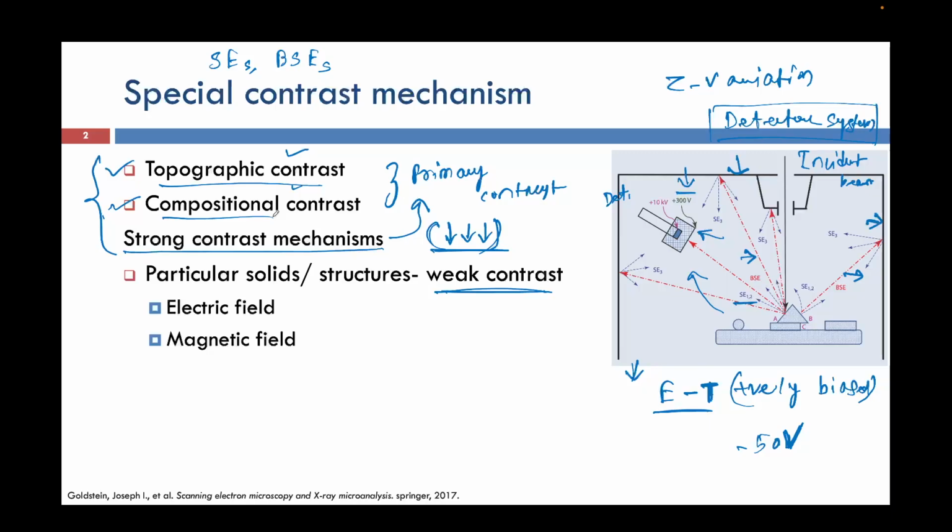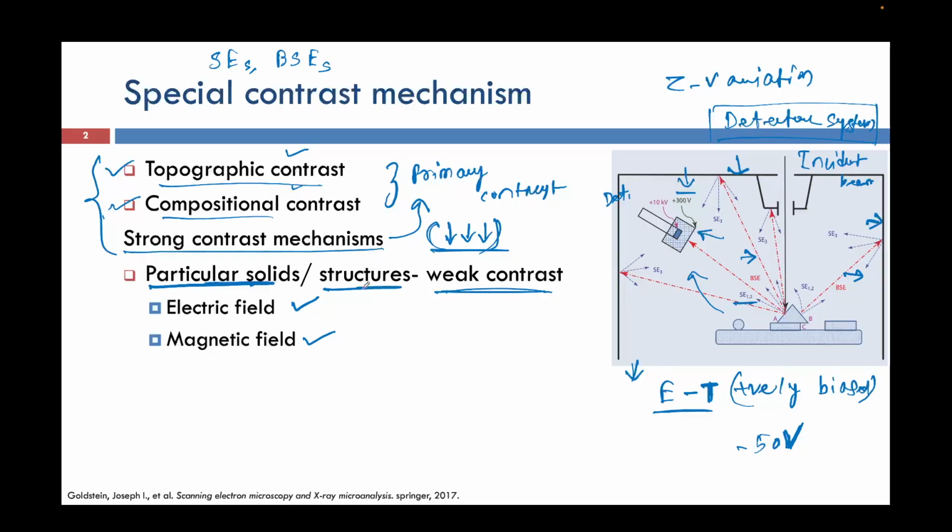And why does this weak contrast mechanism arise? They arise due to the electric field in the sample and the magnetic field in the sample. You cannot see them in general, but only in a particular solid or a particular type of structure, and we will see why. When we see the contrast based on this mechanism, we get some information on the specimen electric field or specimen magnetic field as well.